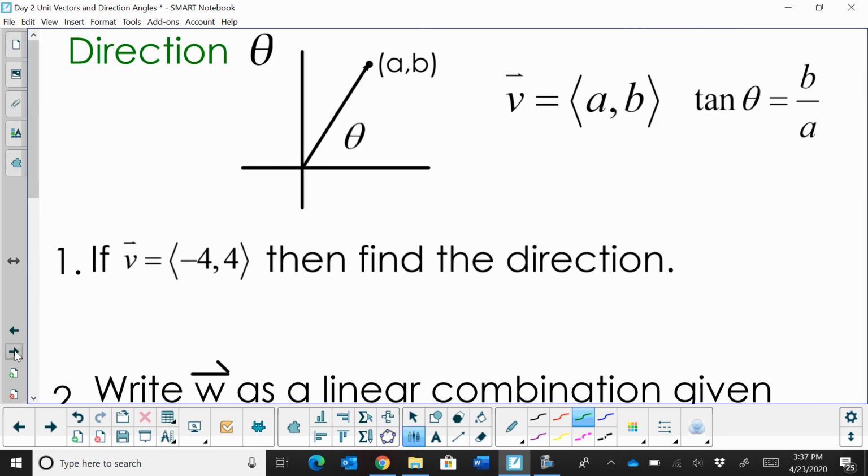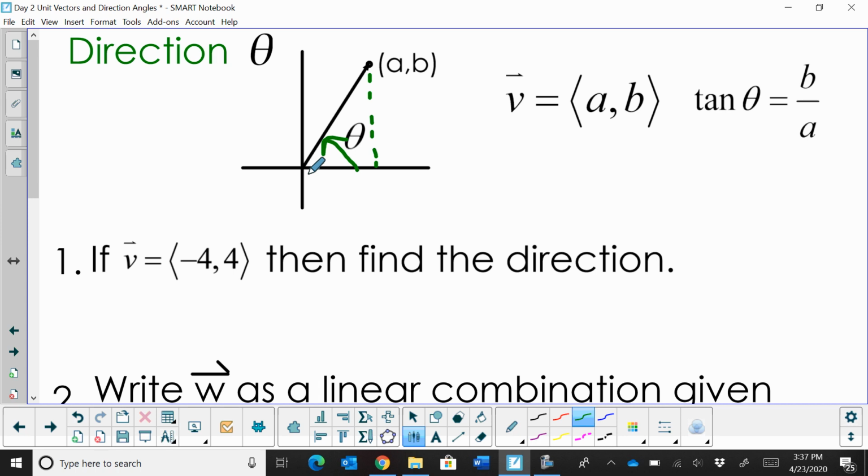Okay, so let's talk about direction. Direction is just the angle, or the angle as if you're using the unit circle off of the x-axis. So it's the angle that the vector creates with the positive x-axis. So we're going to look at a vector, in this case, the vector AB. And to find this angle, we just use tangent.